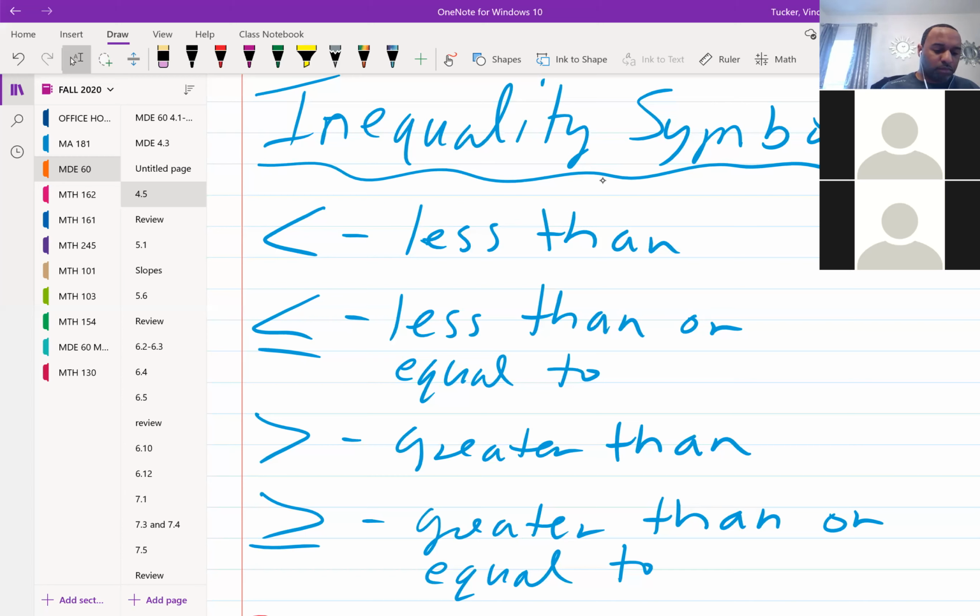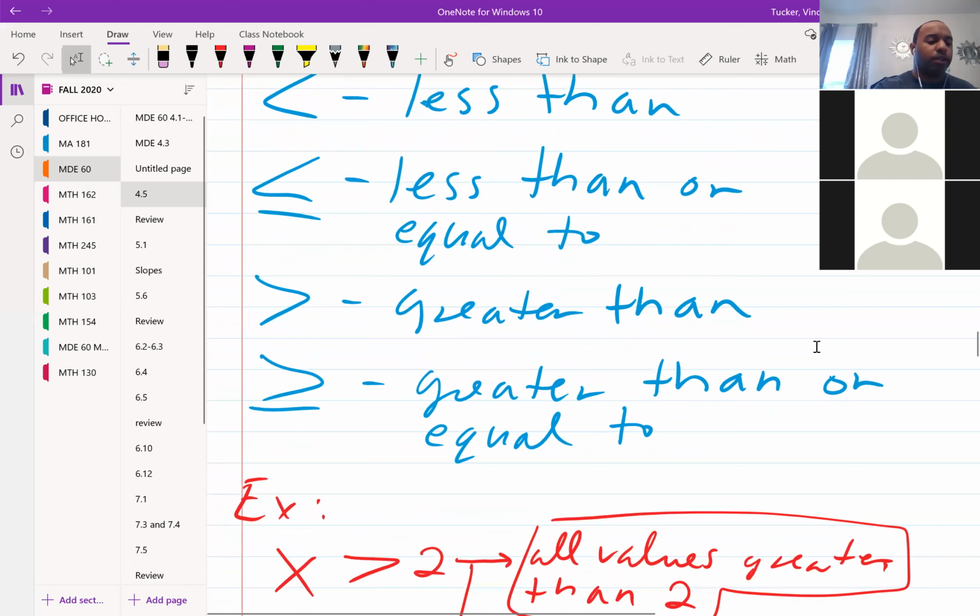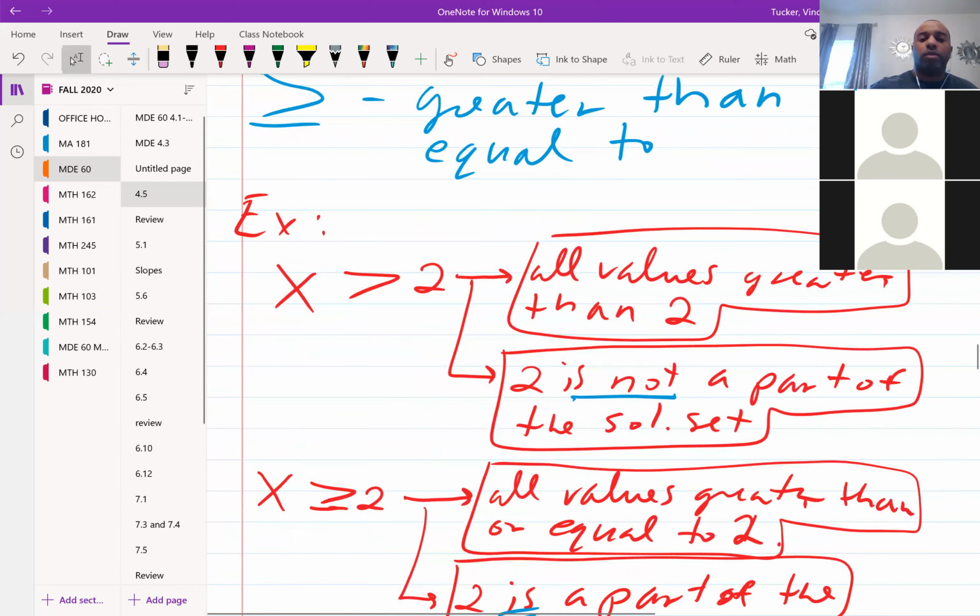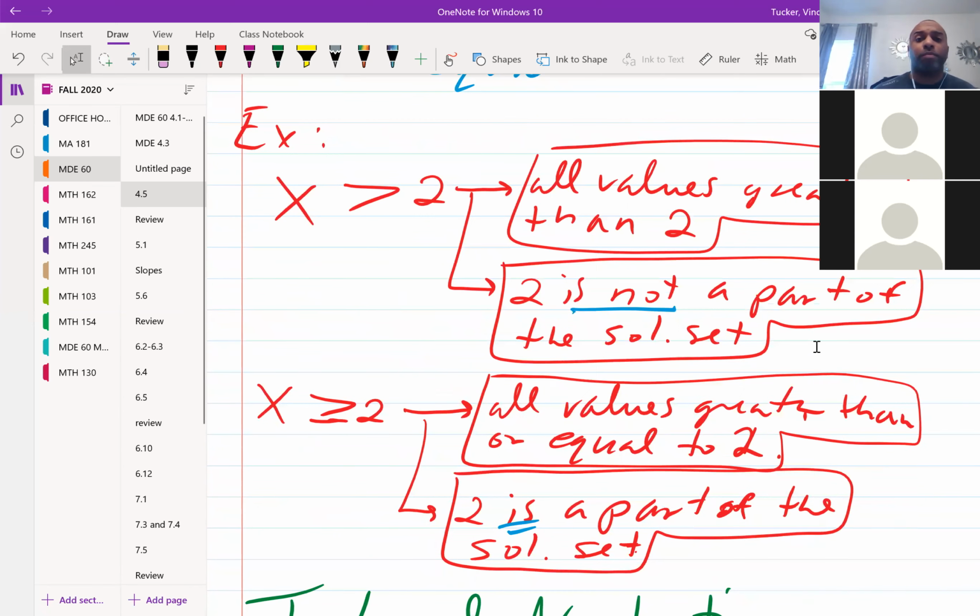When would you use the ones with the bars under it? You would use it when you want all of the values less than. I think that's where I'm going next. Yeah, here you go. Okay. So this explains the difference between the two. So we talk about, let's say if we came down with our solution, x is greater than 2.